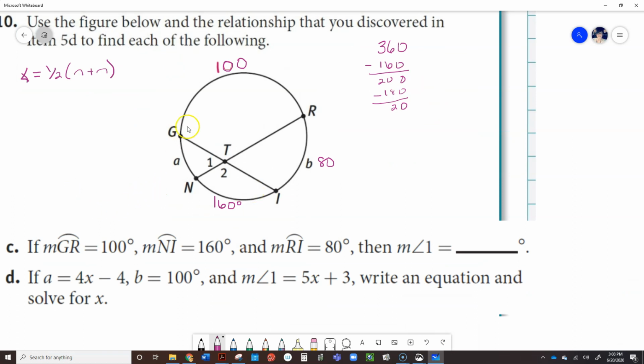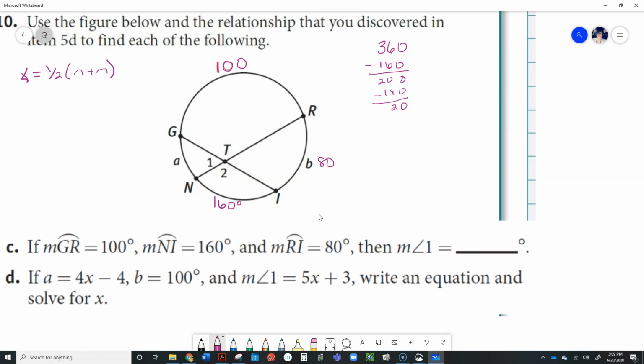So if GR is 100 and NI is 160, now notice that that doesn't look right. GR appears to be bigger than NI. That's why they say on most of these drawings, or at the beginning of the book, not drawn to scale. So really what we should do is push these points GR closer together and push NI closer around the circle so that it would appear to be a little bit more to scale, but it doesn't matter in terms of solving it. So they give us these 3 arcs, and then they want us to find the measure of angle 1.